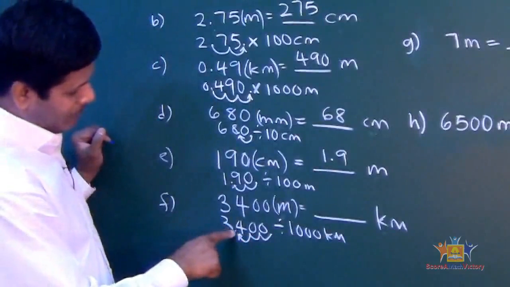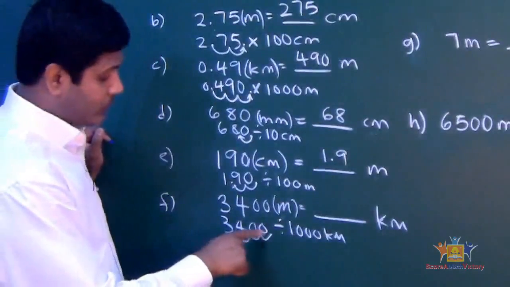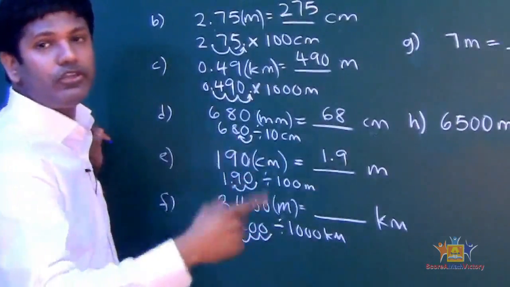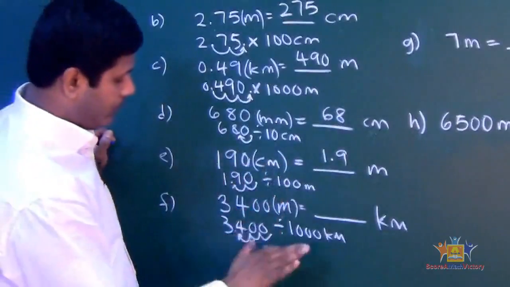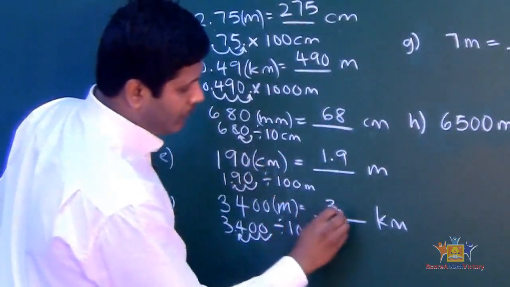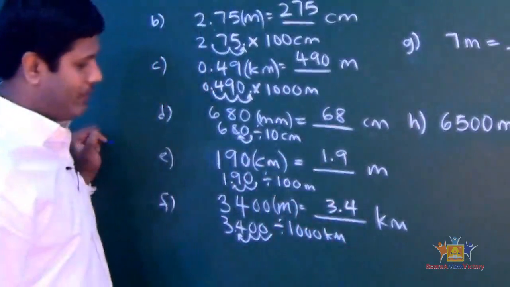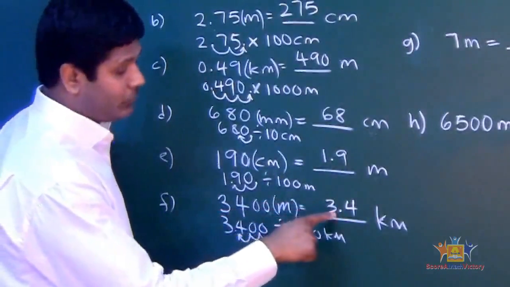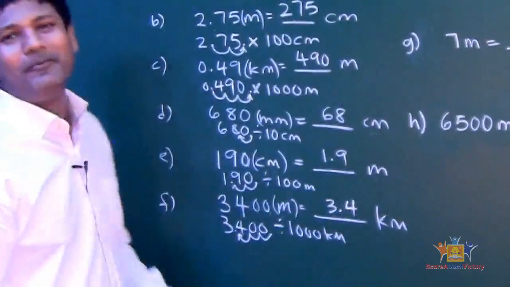So it becomes 3.4. Now what about the zeros? No value to it. We just say 3.4, because 3.400, no value. We're just going to drop the zeros and put 3.4 kilometers. So that means 3,400 meters equals 3.4 kilometers.